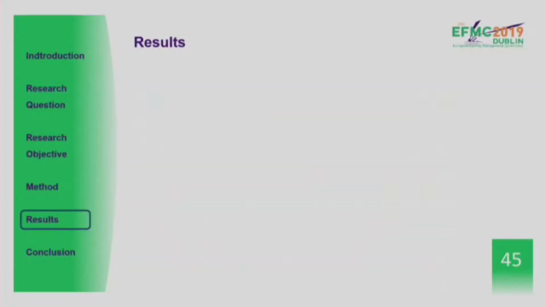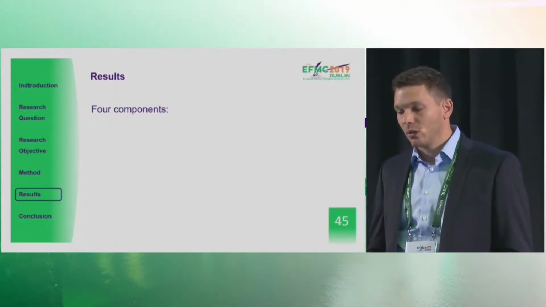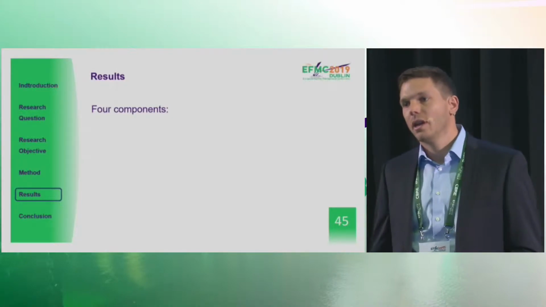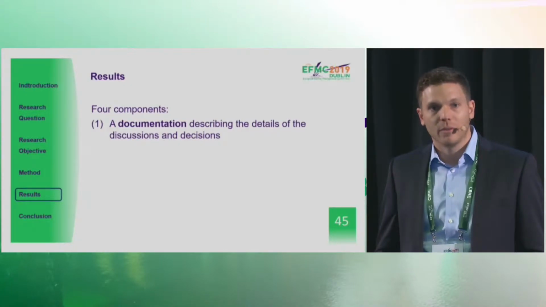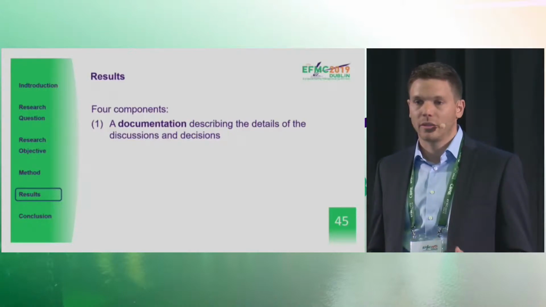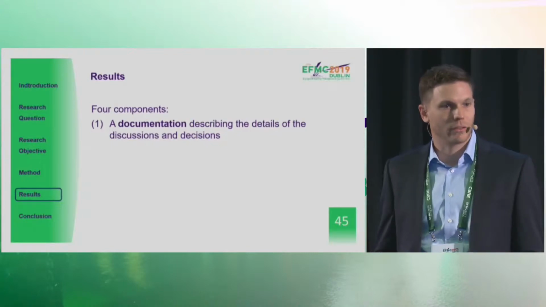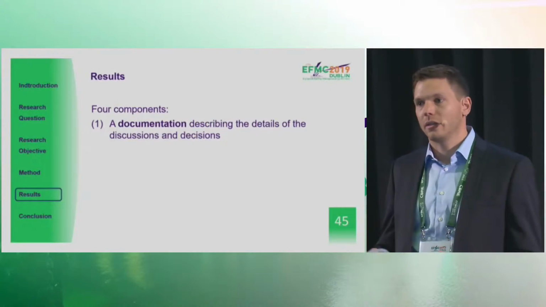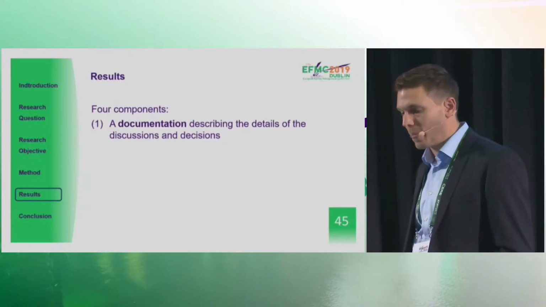Okay, so now to the results. What did we find out? Basically, RakaS 2.0 now consists of 4 components. The first part is a documentation which describes all details and the decisions that we made in the research process so that the user understands how we did that and how I have to actually use RakaS 2.0.